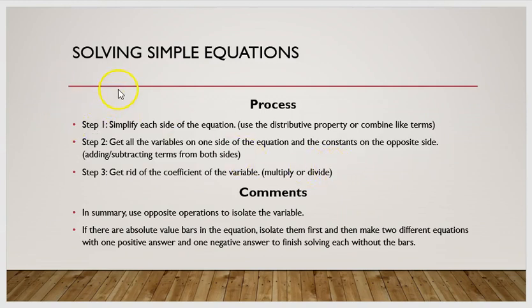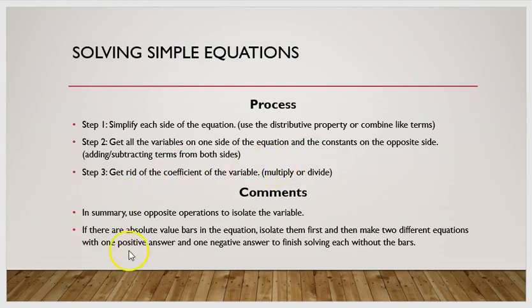What I've written out here is to first try simplifying each side of the equation. By that I mean look for places to use the distributive property or to combine like terms. Next, try to get all the variables on one side of the equation and the constants on the opposite side. Usually this is done by adding and subtracting terms from both sides of the equation. And then finally, you try to get rid of any of the coefficients on your variable. So this is usually the multiplying or dividing step.